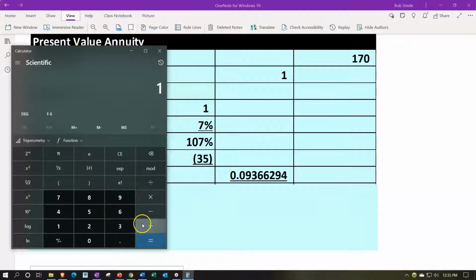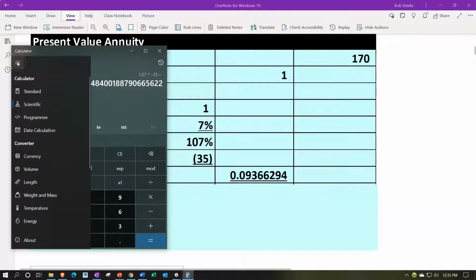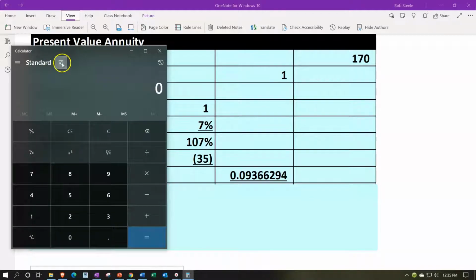1, and then we're going to add plus the 0.07. That gives us 1.07, or 107%, to the power of, which is the x to the y, caret up top. That's going to be 35 down below. Going to make that negative, typing it in first, then hitting the little negative thing, making it negative, and enter. That gives us our 0.093669294, and so on. Going to bring my calculator back to the standard calculator, make it a little bit smaller now.